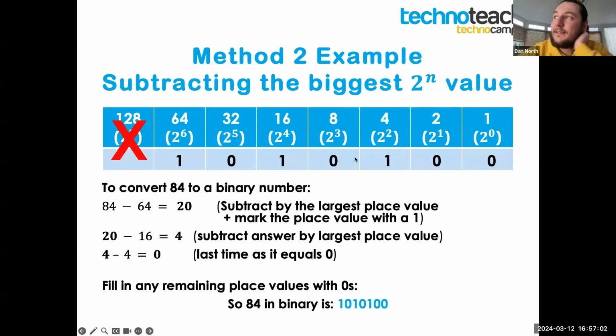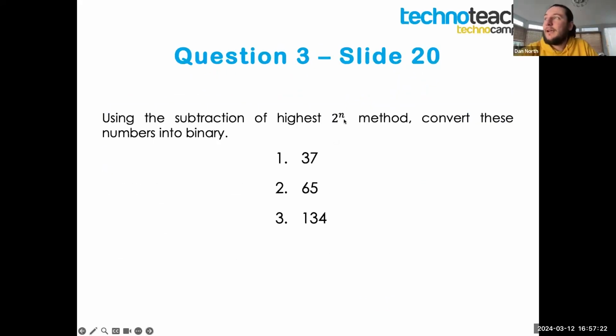So we move on to the 8s. Can we subtract 8 from 4? No. Can we subtract 4 from 4? Yes. Okay, put a 1 there. And then we have 0 remaining, so the rest of our number is all zeros. I hope that makes sense for people. I'll give you a few examples to work through with that one as well.